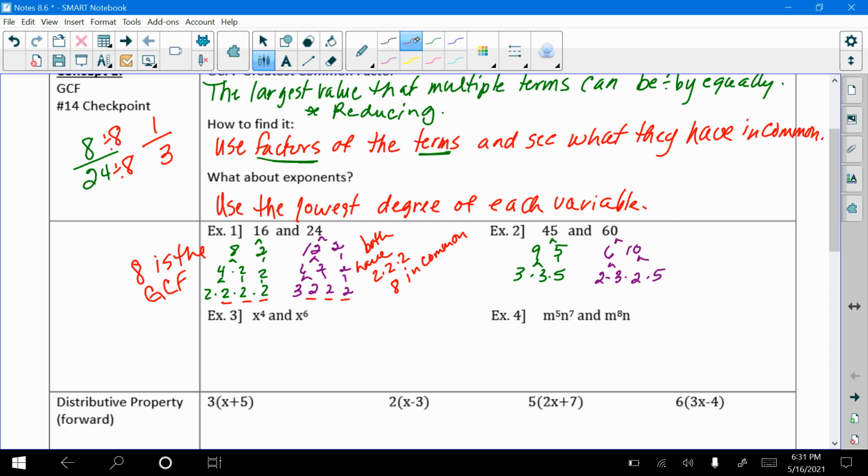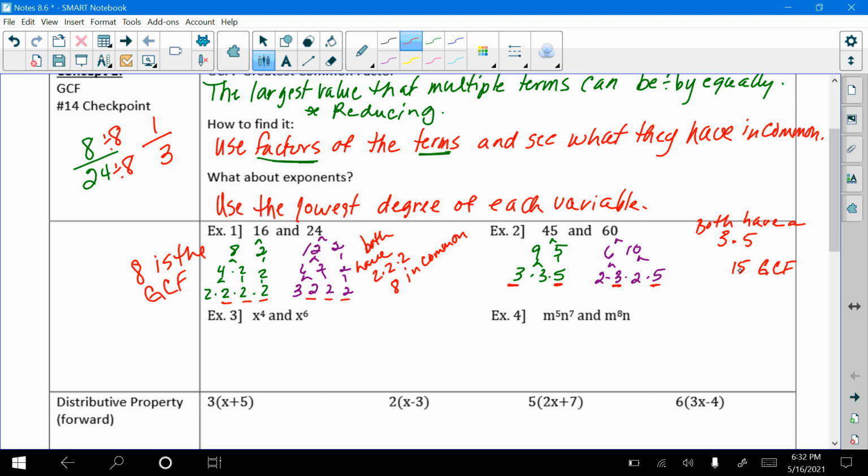Now if I'm looking for what they have in common, I'm going to start with 2's. There's 2's here, but there are no 2's here. I have a 3 here and I have a 3 here. I have 2 of them, but I only do 1 for 1. So we have a 3 in common. And then I have a 5 in common. They both have a 5. So 3 times 5 is 15, my GCF. So 45 divided by 15, yep, and 60 divided by 15, yes.